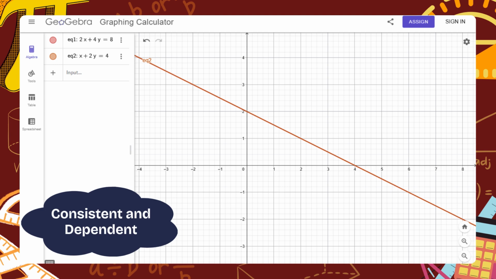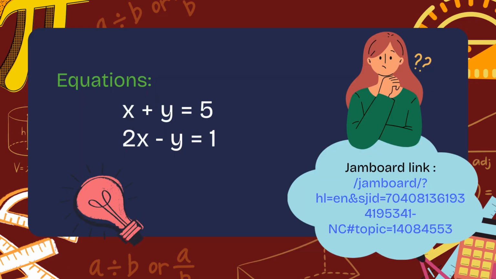So now it's your turn. Pause this video now. Graph this system on paper: x plus y is equal to 5 and 2x minus y is equal to 1. When you find the solution, grab the link to our Jamboard. Post your final x and y coordinates as a sticky note on the digital board. Let's see those solutions pop up.